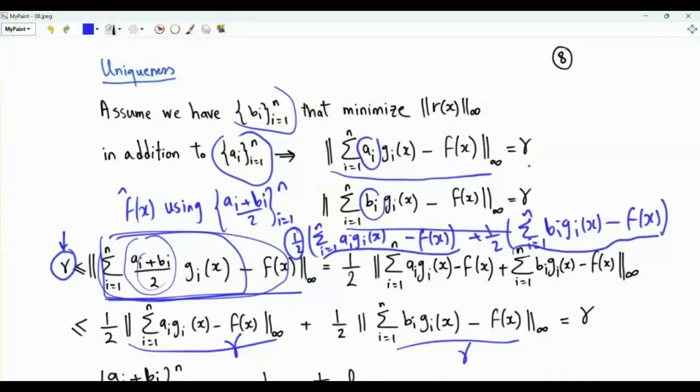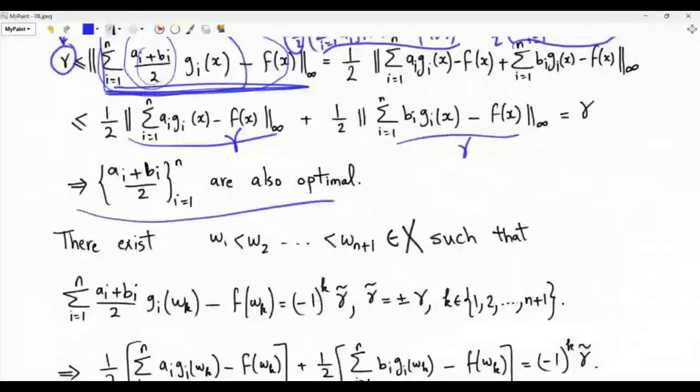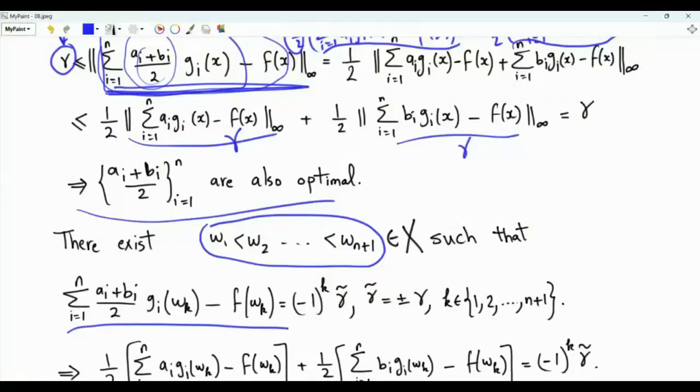Every term here is equal to gamma. This L infinity norm is equal to gamma. This means that if the A's and the B's are optimal coefficients in the sense of minimizing the L infinity norm of the residual, then also this set of coefficients is optimal. Because those coefficients are optimal, by the alternation theorem, we know that there are at least n plus 1 points, omega 1, omega 2 to omega n plus 1, such that the value of the residual using those coefficients is minus 1 to the power k, where k is an integer from 1 to n plus 1, times gamma tilde, and gamma tilde is plus or minus gamma.